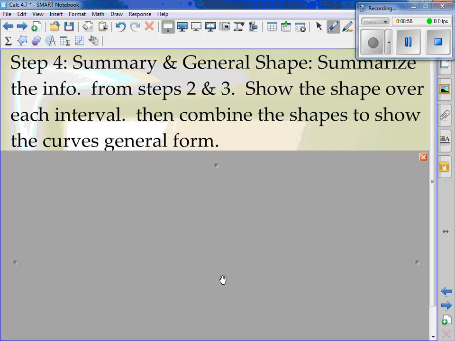Now we're going to summarize and put everything together. We're going to summarize all the info, put it together from steps 1 and 2, and show the shape over each interval.